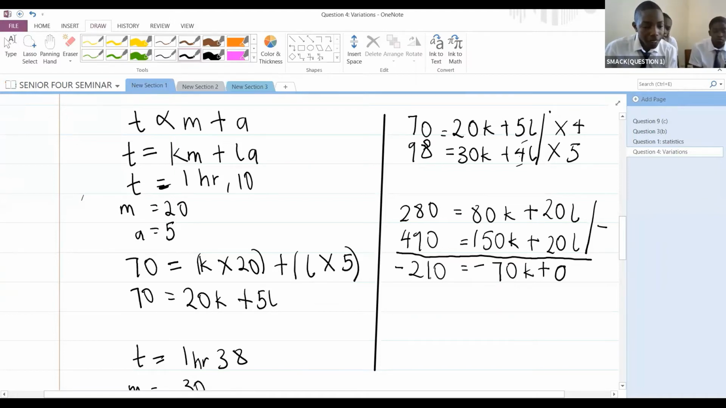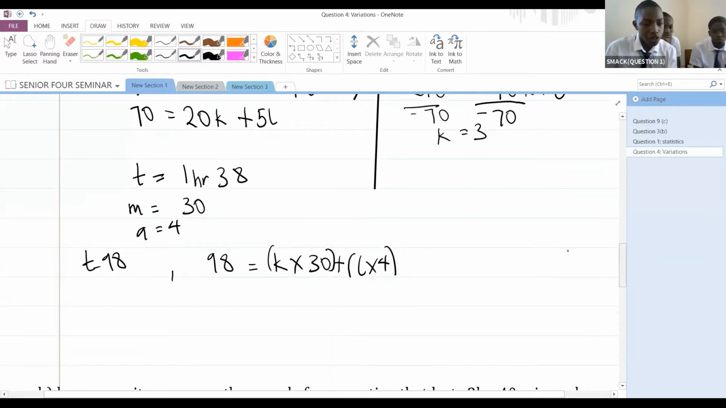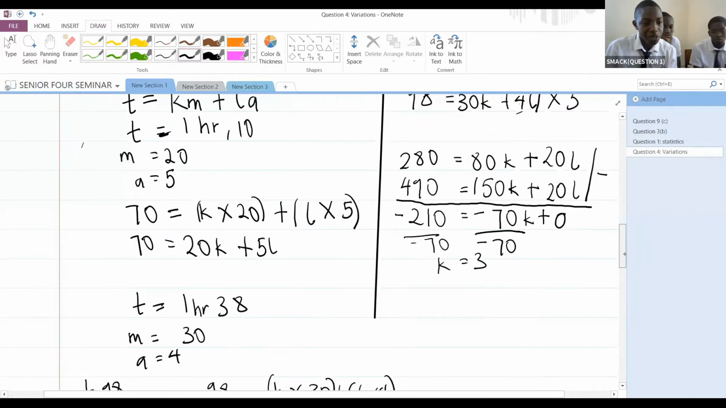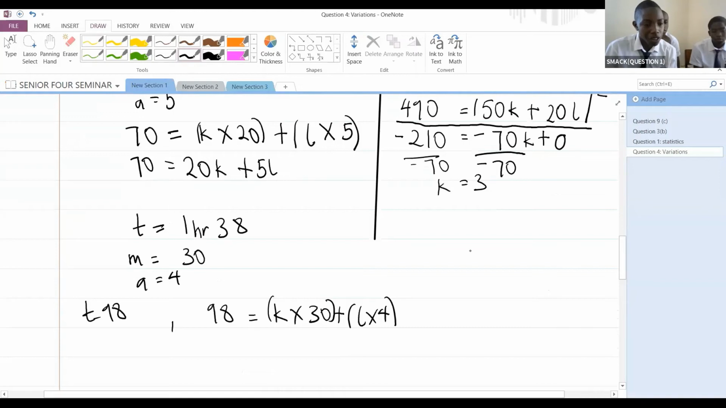Now that we have only one unknown to deal with, it's easier. You divide by negative 70, which gives K is equal to 3. After getting K, to get the full equation we also have to find L. We can choose any of these equations to substitute with. I'm going to choose the first one, which is 70 is equal to 20K plus 5L. Now that we have K, we write it as 3: 70 is equal to 20 times 3 plus 5L.